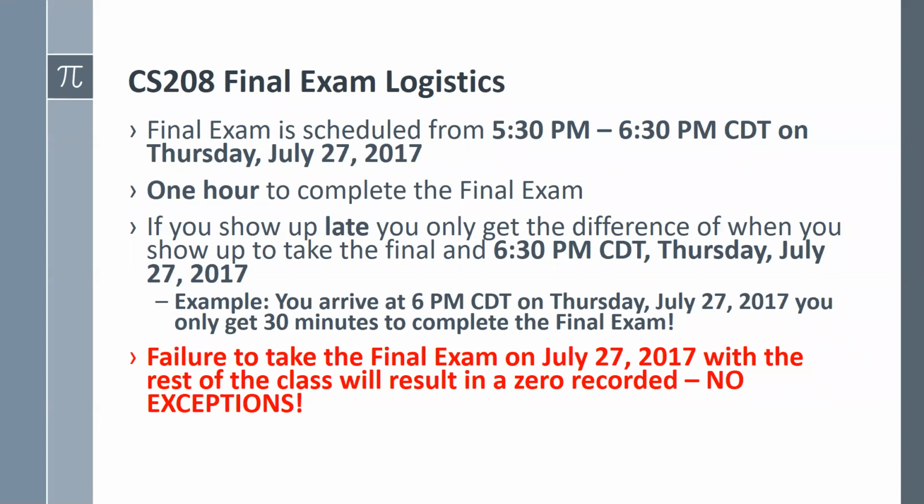You will only get the difference between when you are logged in, ready to go, and 6:30 p.m. So, for example, if you're ready to go at 6 p.m. Central Time on Thursday, July the 27th, you only get between 6 and 6:30 to complete that final examination. So, again, if you want the full hour to complete the final, you need to be in attendance, ready to go, at 5:30 p.m. on Thursday, July the 27th. If you do not take the final examination with me on Thursday, July the 27th, it will be recorded as a zero. Or if you show up after 6:30 that night, also a zero.